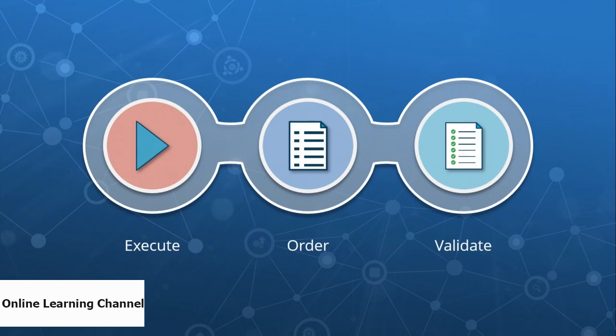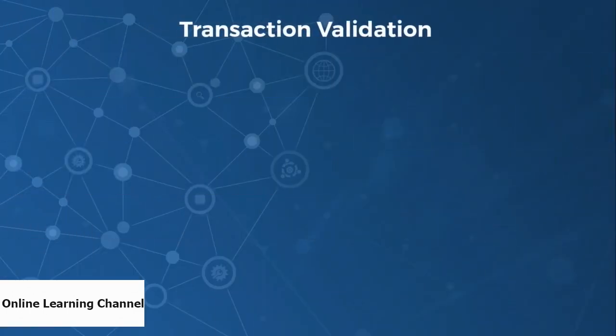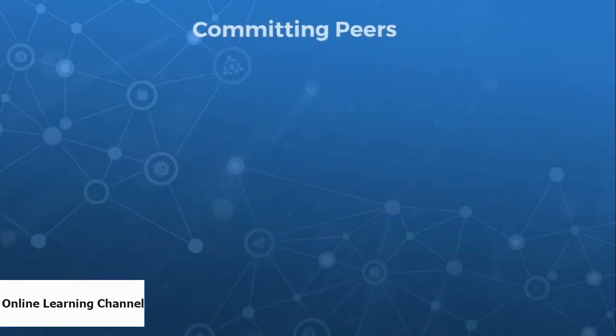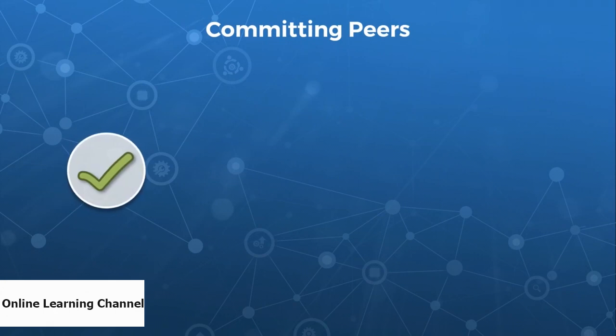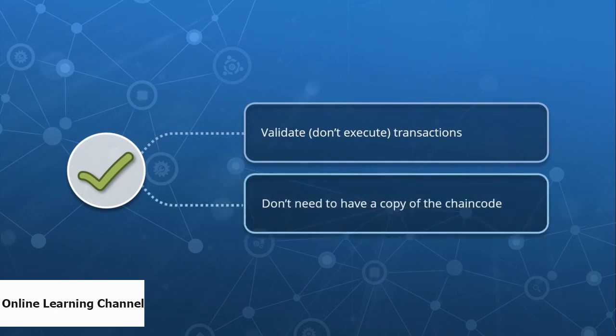So what exactly goes on in the validate phase? Well, to start off with, the ordering service will send over its list of ordered transactions to one or more committing peers in the network. And we can zoom in on what the committing peers will do with those ordered transactions. So it is the job of the committing peers to validate the transactions and not to execute them. This means that they don't need to have a copy of the chain code.